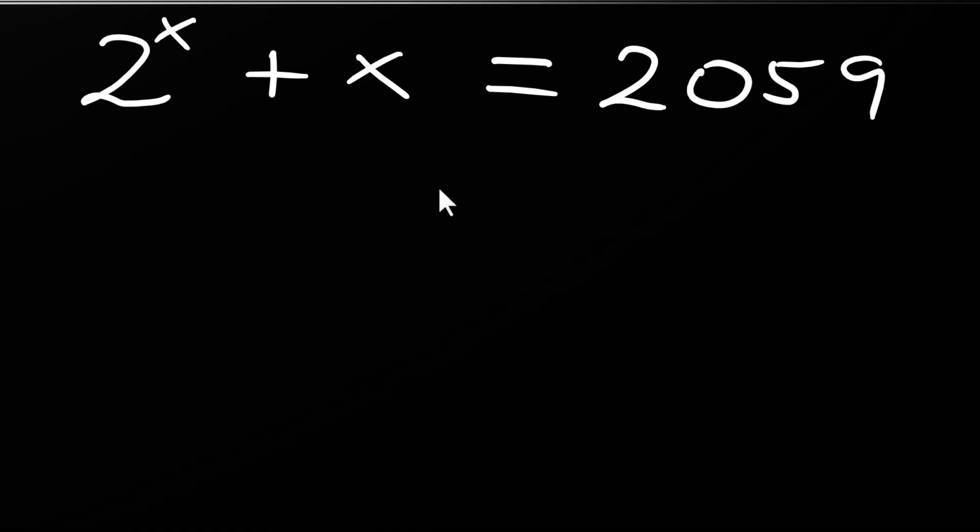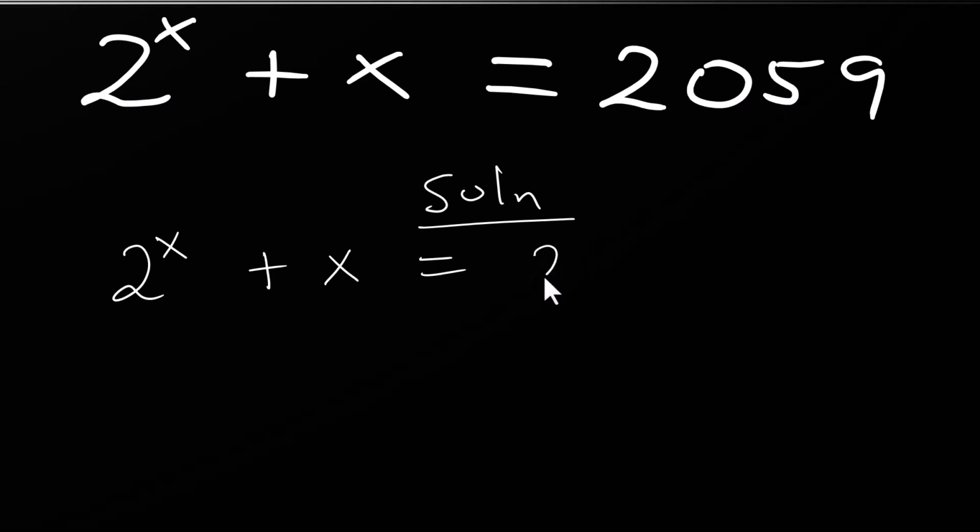Alright, let's provide the solution to this problem. Solution. Now, we are given 2^x + x = 2059. So, you can pause the video and give it a try. Okay. Now, what we are going to do here is very simple, but you have to pay attention, else it will be complicated for you.